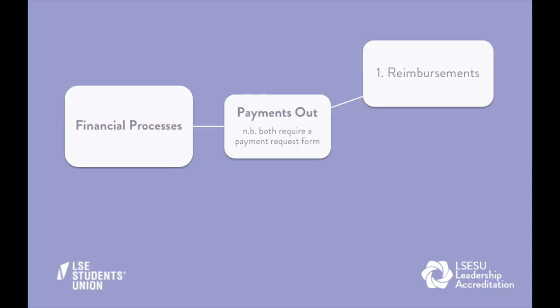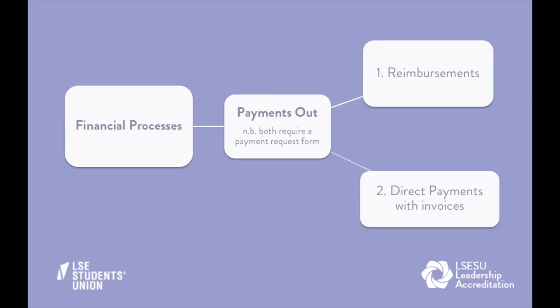The first way is reimbursements. Under this way, you would spend the money yourself on whatever it is that your society needs to buy. You keep the receipts, bring them to the ARC along with a payment request form, and we will reimburse you the money into your private bank account from your society account.